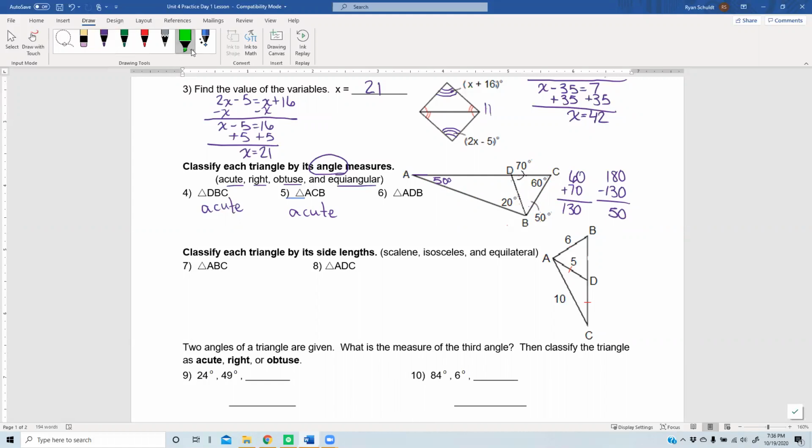Okay, and last but not least, they ask us about ADB. So this triangle right there. Now, a line, remember, has to be 180, just like a triangle has to be 180. If this right side is 70, that means this left side has to be 110 degrees. So what kind of triangle do I have here then? Obtuse, because I have an obtuse angle.